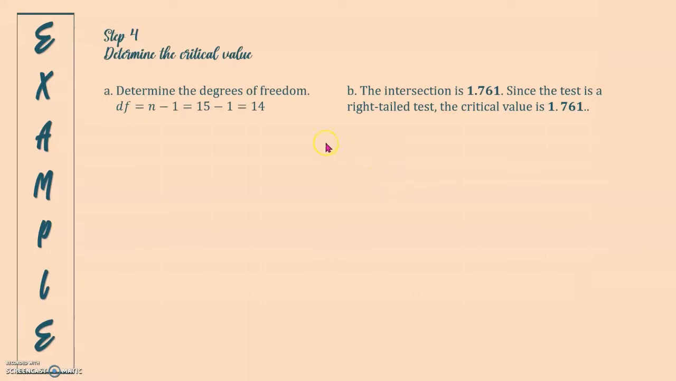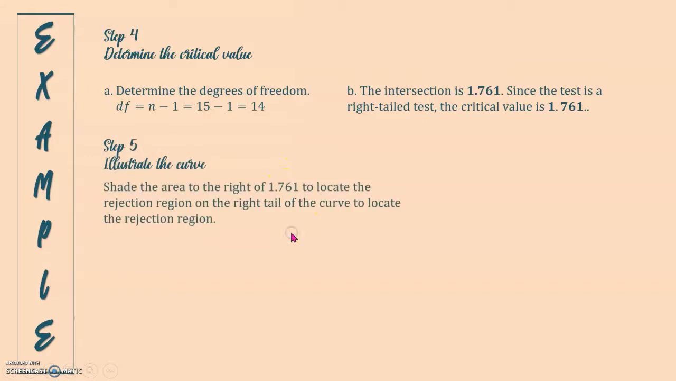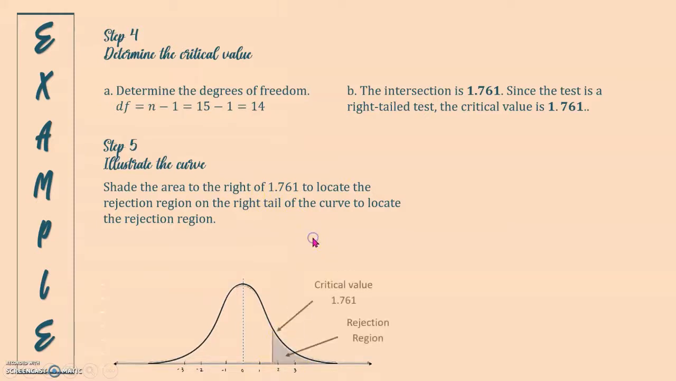And since we know that our test is a one-tailed test, specifically a right-tailed test, our critical value is the positive 1.761. Okay, so illustrating the curve, let's first locate our critical value, which is positive 1.761. It's somewhere located here. So that's where our critical value is, and the shaded portion is the rejection region.